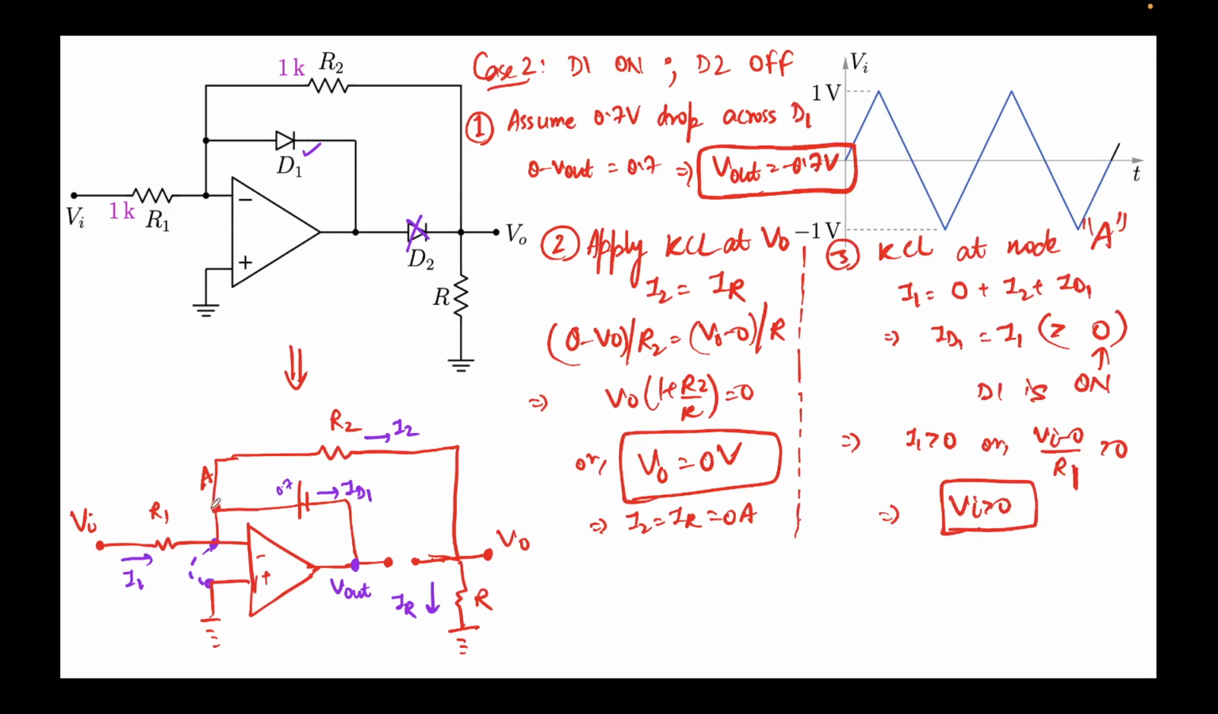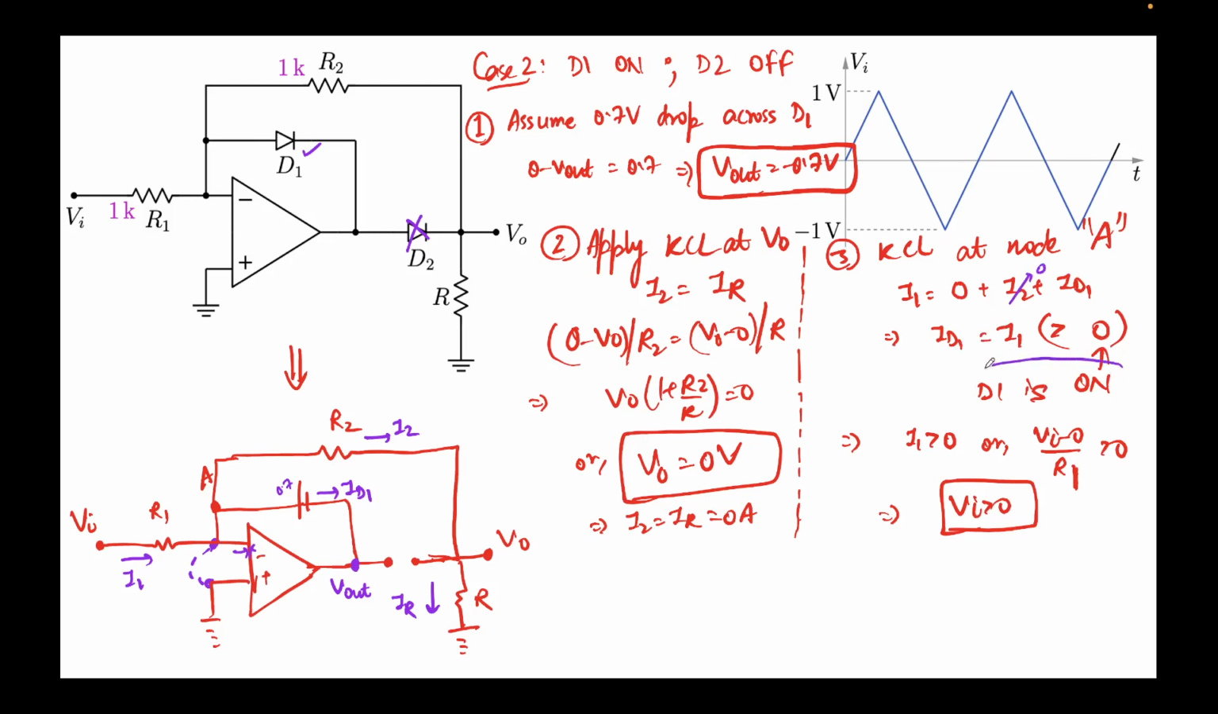Now I simply apply KCL at node A. So it will be I1 equal to 0 plus I2 plus ID1, since no current is flowing in this branch. We already know I2 is 0; we have obtained it here, so I'll drop this term. This becomes 0, right? And ID1 simply becomes equal to I1. Now ID1 equal to I1, and this should be greater than 0.